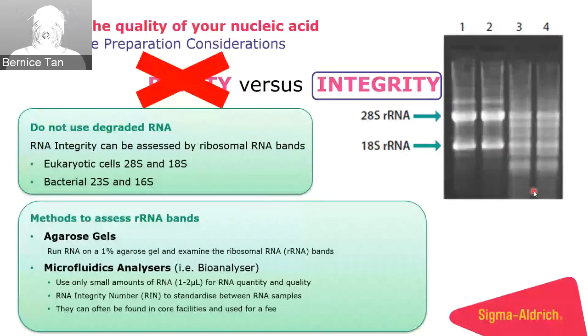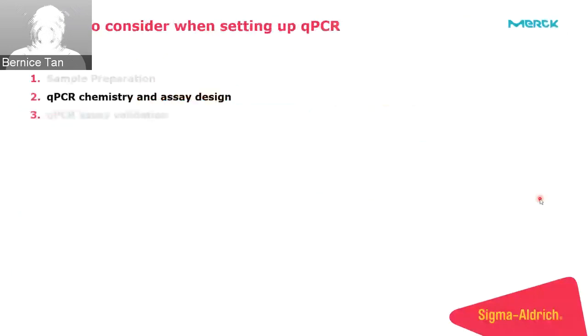So you do need to start again, go back to your sample prep and sample storage and handling steps. Think about why your samples might have degraded, and then start again, and hopefully you'll get good quality samples for analysis. Now you've learned how to extract and QC your nucleic acid. Now we're going to talk about qPCR chemistry and assay design considerations.